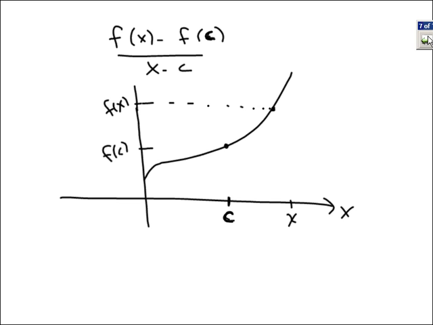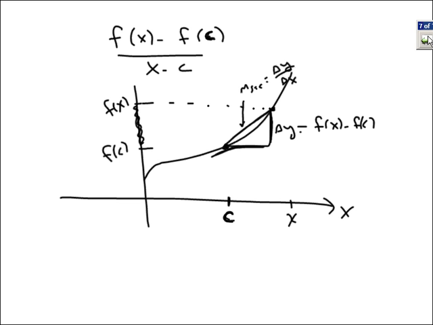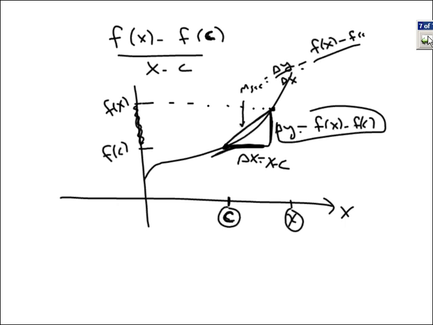Now, I'm going to approximate the tangent at c with this one. Well, the slope of this secant line is going to be the change in y over the change in x. It's going to be this change over this change. This change is the same as this change, which is f of x minus f of c. And the change in x is x minus c. So the slope of the secant line is f of x minus f of c, over the change in x, which is x minus c.